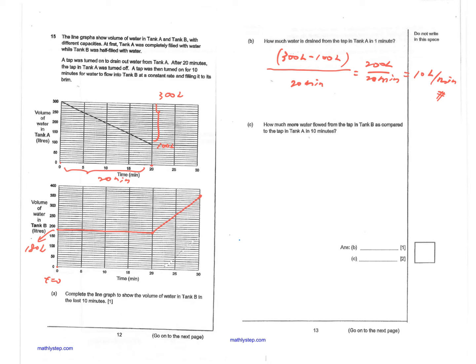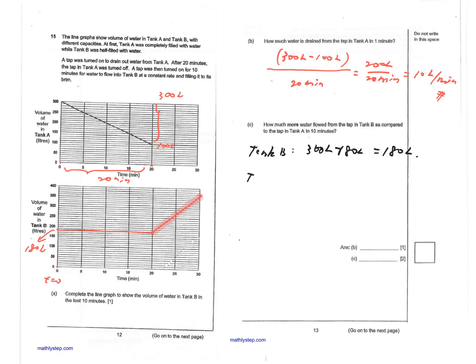Finally, part C. How much more water flows from the tap in tank B as compared to the tap in tank A in 10 minutes? So if you look at the change of tank B over 10 minutes, it actually flows from 180 liters to 360 liters. So the amount of water flowing through the tap in tank B, the volume is changing from 180 liters to 360 liters over the 10 minutes. So the difference in this case is going to be 180 liters.